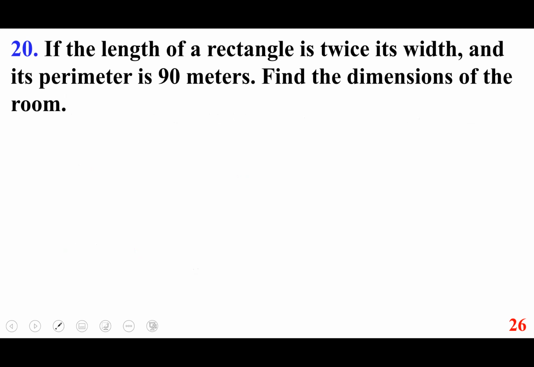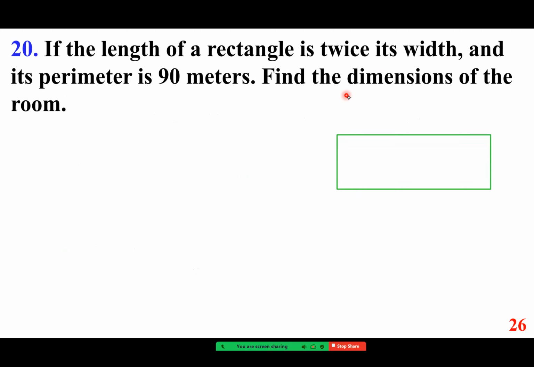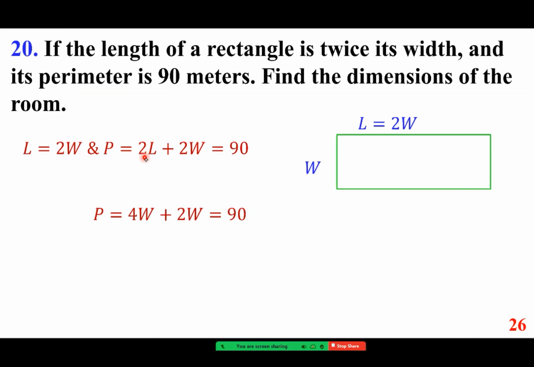If the length of a rectangle is twice its width and its perimeter is 90 meters, we want to find the dimensions of the room. So here's the width, here's the length, and the length is 2 times the width. And we know the perimeter has the formula 2 times L plus W, or 2L plus 2W. And that is given as 90. So all we have to do is replace the L with 2W. So if I replace the L with 2W, this becomes 2 times 2W or 4W, which makes it 6W equals 90.